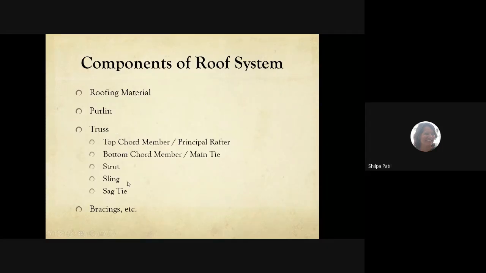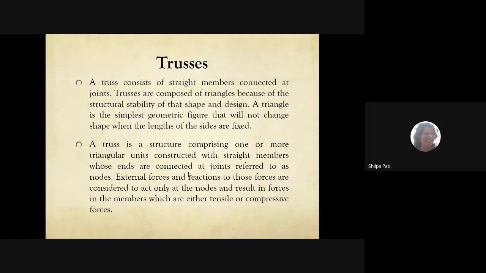The truss itself consists of a combination of the top chord member, which is also called the principal rafter, the bottom chord member, which is also called the main tie, strut, sling, and sag tie. These are again the different names of the various members of the truss. And finally, the bracings. The bracings may be provided to connect the top chord members, or they may be provided to connect the bottom chord members. These are provided normally to avoid buckling, or to keep the shape of the structure as we require it, and also to carry some of the forces and vibrations through the bracings. What is a truss?